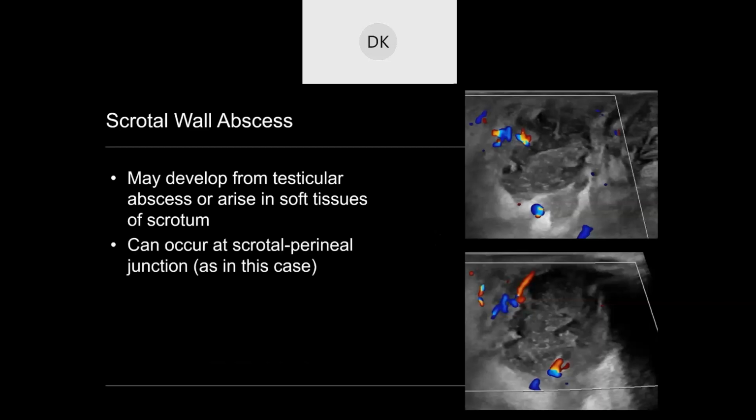And what's interesting is they can occur at the scrotal perineal junction, which is a little higher up. So the teaching point there is if you're only imaging the scrotum by an anterior approach, you could miss this. So just be aware of what the patient might be complaining of, or to scan that kind of scrotal perineal junction. And you might pick up an abscess, as in this case.